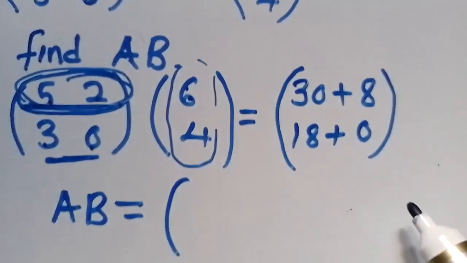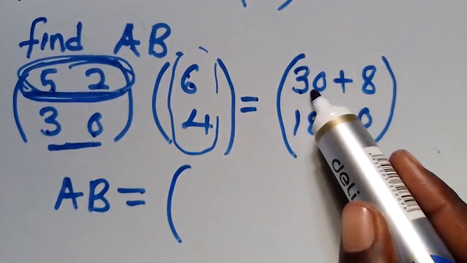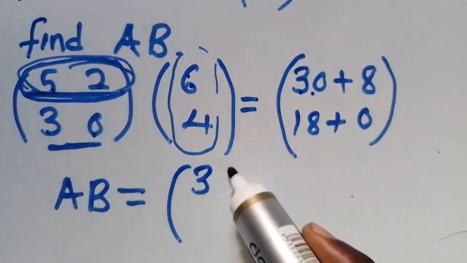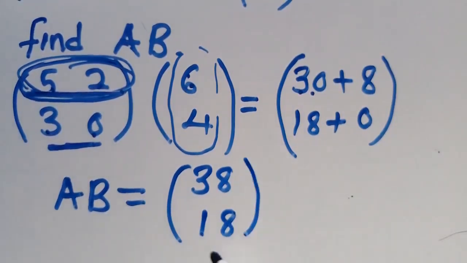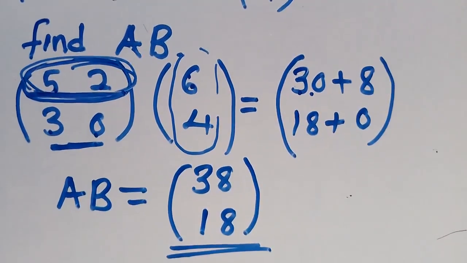What is 30 plus 8? That is 38. Then down here I've got 18, like this. So this is my answer. That's how you need to work out that one. These are procedures that you need to do.